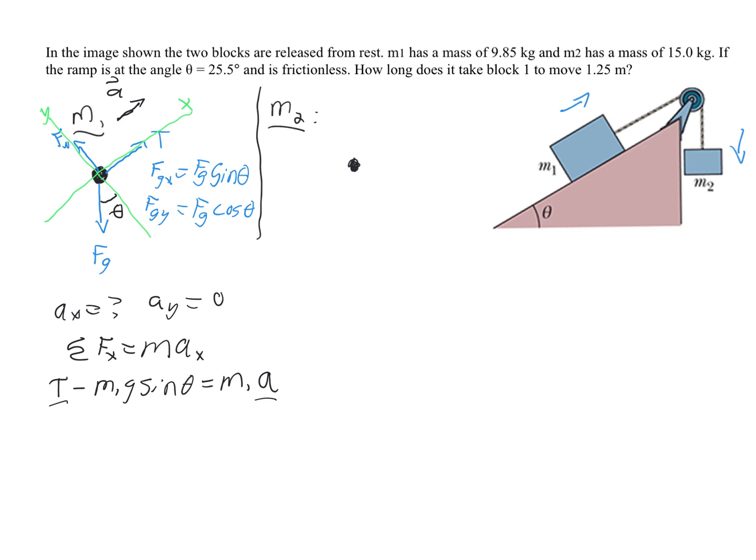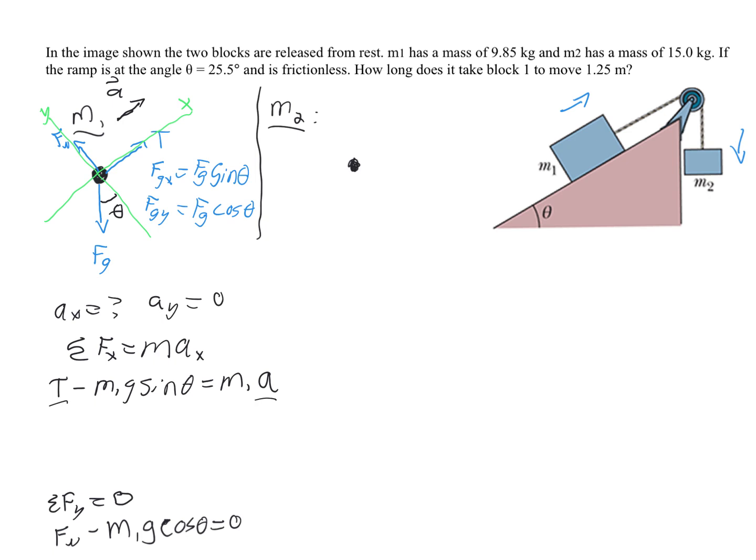Now if I wanted, I could do forces in the y direction for fun. Sure, why not? Sum of the forces in the y equals 0, and so I'm going to have normal minus m1 g cosine theta. Ooh, that's sloppy. Let's redo that. So I'm going to have N minus m1 g cosine theta equals 0. So I could solve for the normal, but that doesn't help me get the tension or the acceleration.